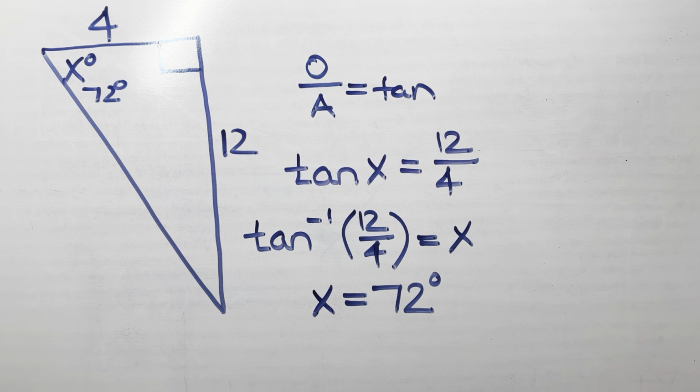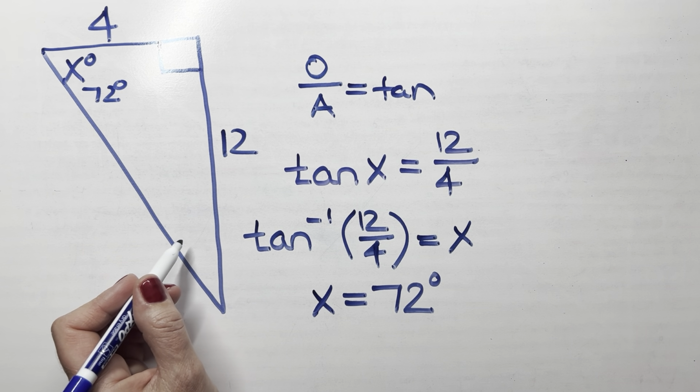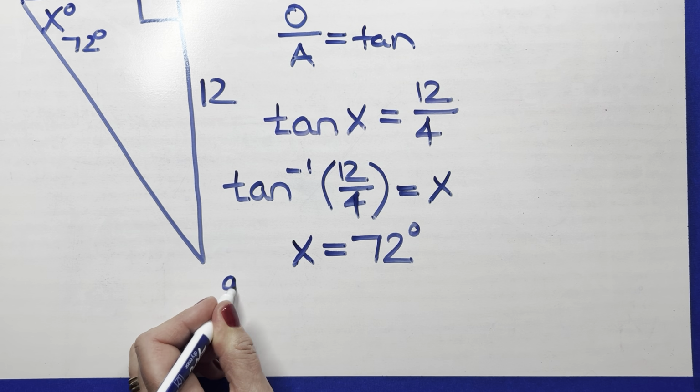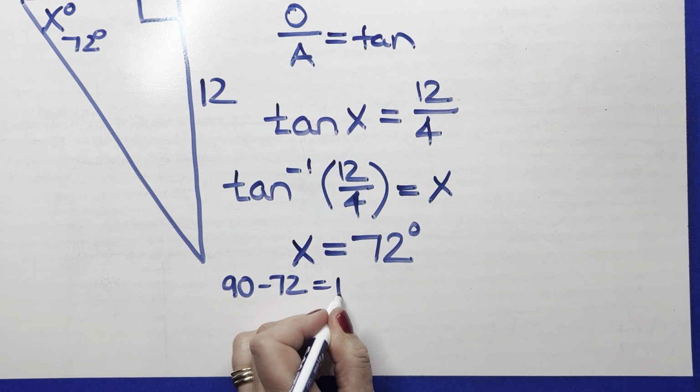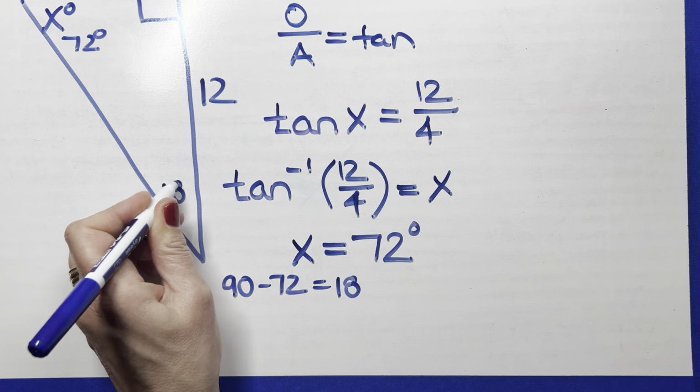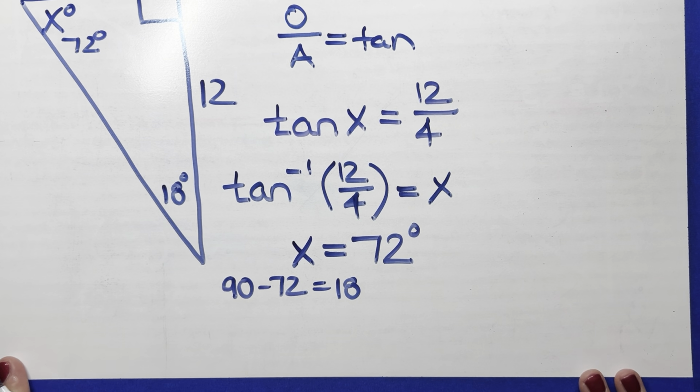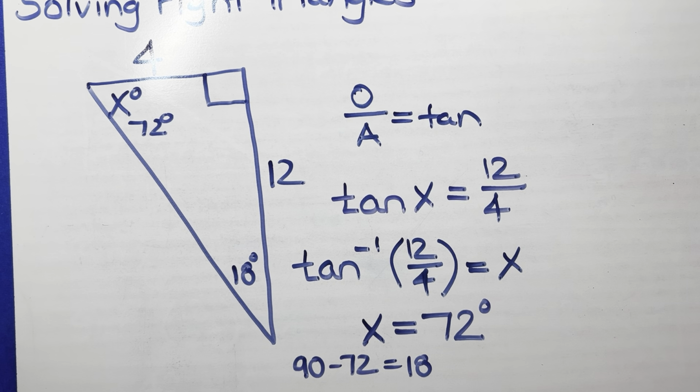Again, if you want to figure out the other angle, we would take 90 and subtract 72 from that, so our other angle would be 18 degrees. Those are a couple of examples of how you can solve a right triangle just for the angles using the sides and your trig functions.